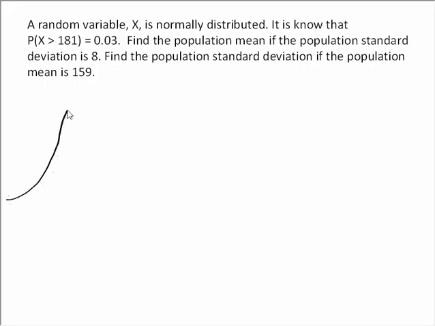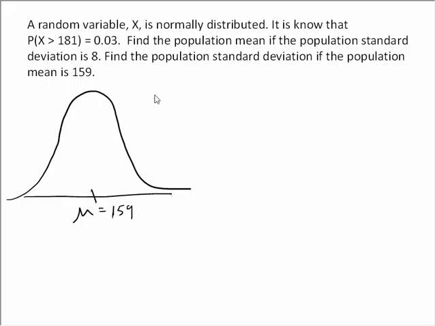Let's draw a picture again. And this time we have a known population mean. Population mean is 159. And this time we don't know the standard deviation. That's what we're looking for. We still had this value of 181 out here.